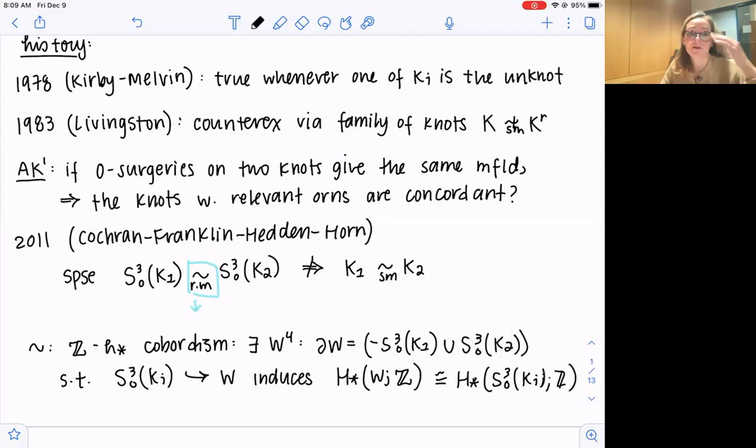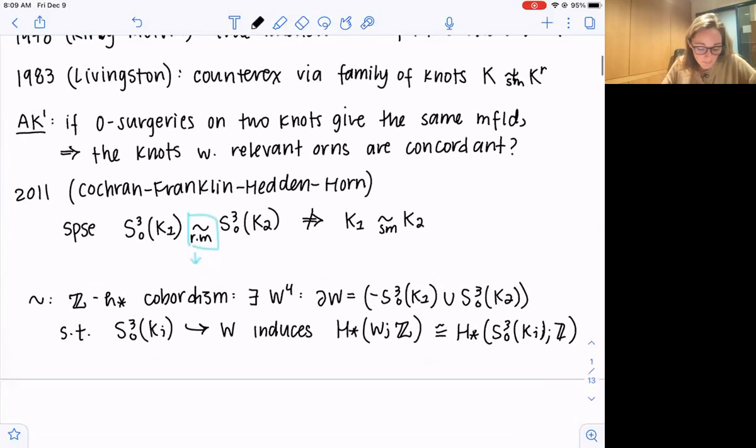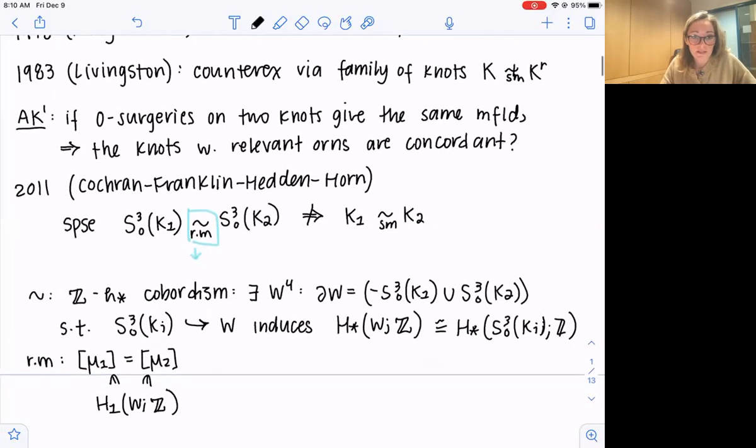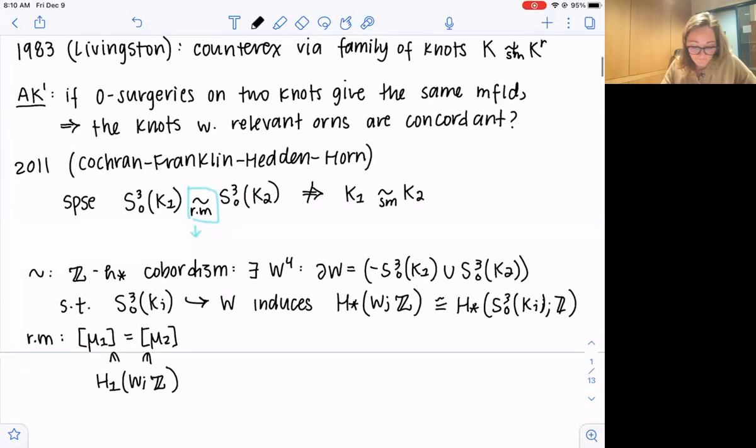And then this additional requirement, relative to meridian, is a meridian-conserving condition. What it just means is that the positively oriented knot meridians of my two knots are homologous. So as representatives of homology classes in H1, they represent the same class. This helps us deal with orientation a little bit. It fixes that orientation.